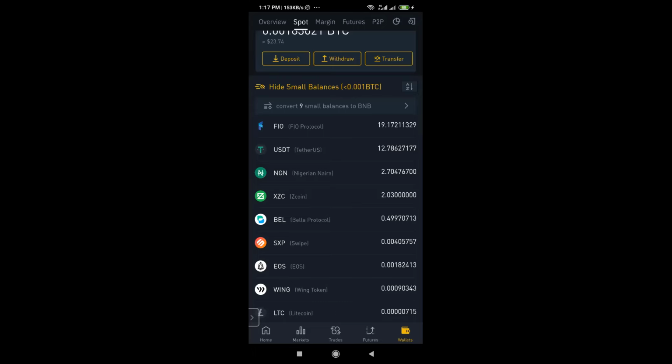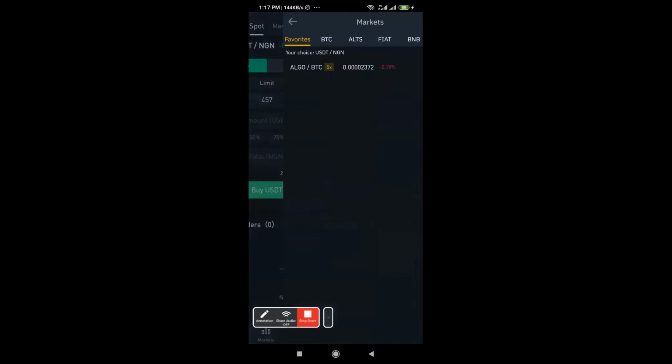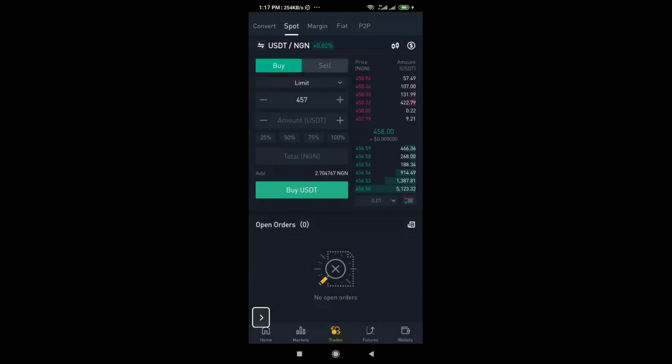The simple thing to do is just, I go to trades. Let me show you what trades is. Okay. So this is where trade is. I click on trades and I click here. This is where I click USDT Naira. It might not be USDT Naira that will be here. It might be something else.